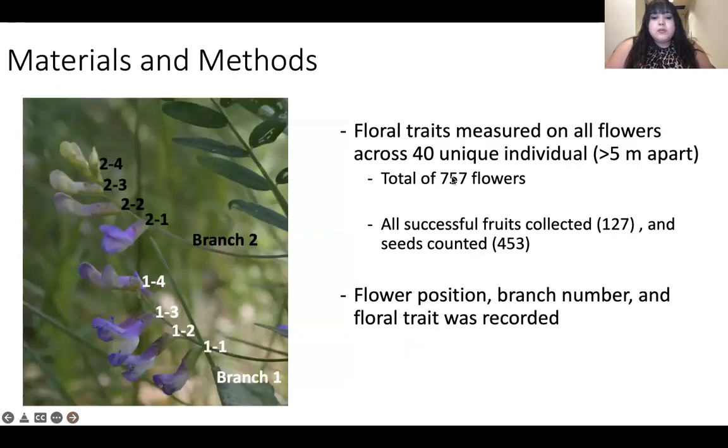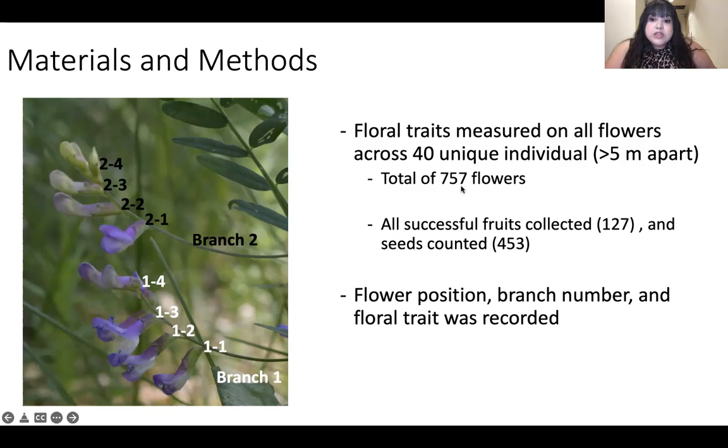For our materials and methods, floral traits were measured on all flowers across 40 individual plants. Each was at least 5 meters apart, and this was done for spacing purposes so that we would have unrelated individuals, each distinct in themselves and not sharing any common parent. This project was performed in the month of June 2021.